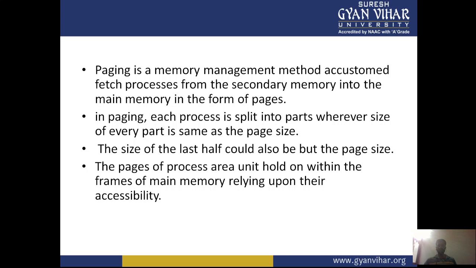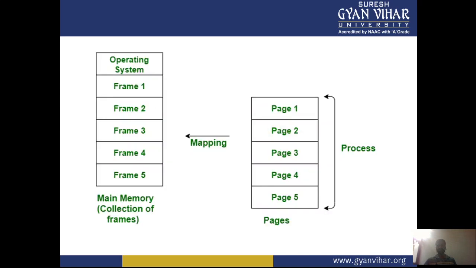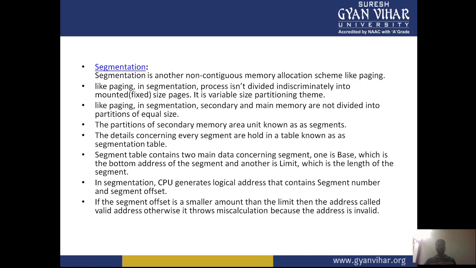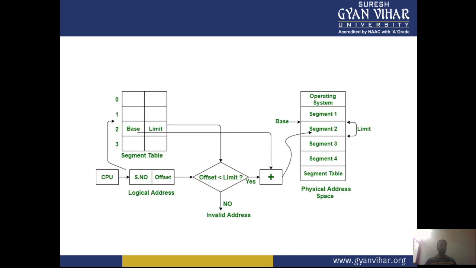The pages of a process are held within the frames of main memory, depending upon their availability. Segmentation is another non-contiguous memory allocation scheme like paging. Unlike paging, the segmentation process does not divide the process indiscriminately into fixed-size pages; it uses a variable-size partition scheme.